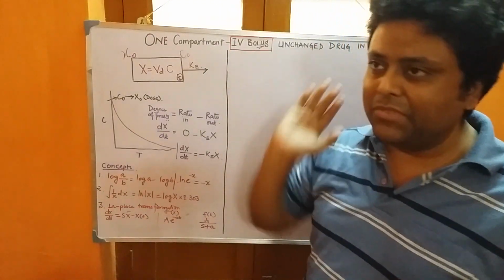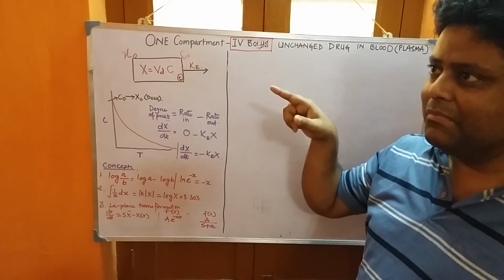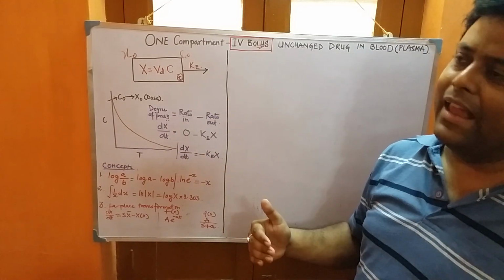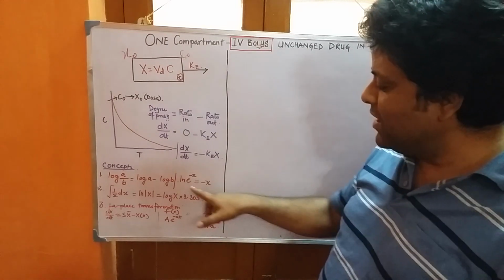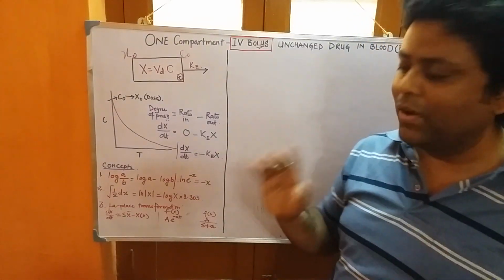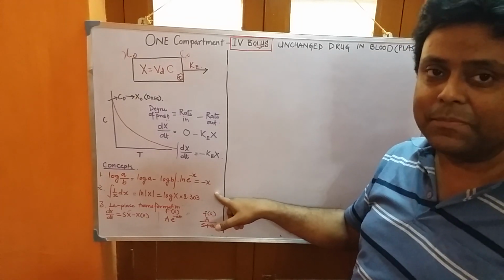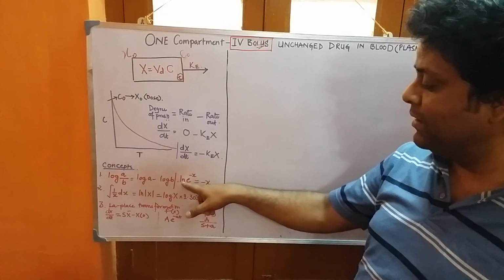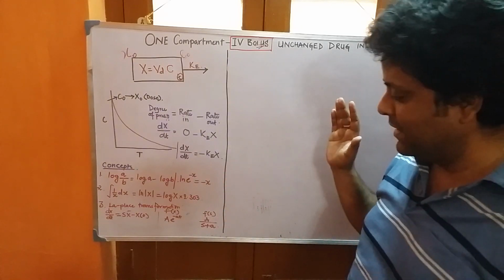ln e to the power something. So ln e: ln has a base e, so ln e has the same base e, so the value of ln e is 1. That's why the minus x will come out. So ln e to the power minus x equals minus x.